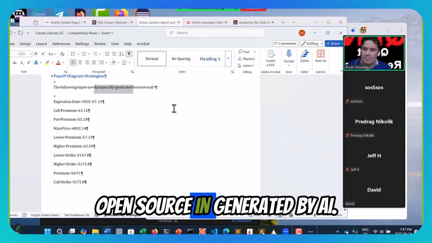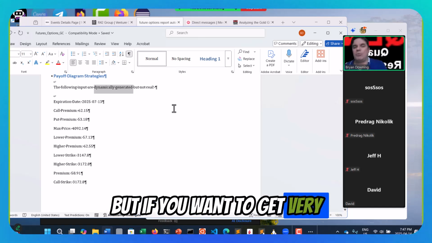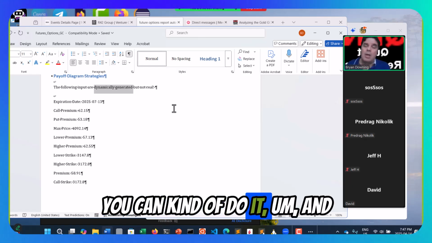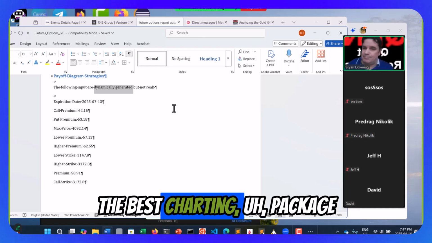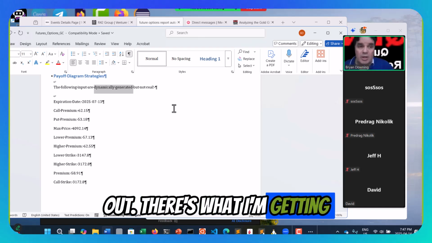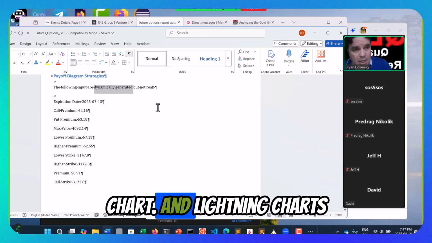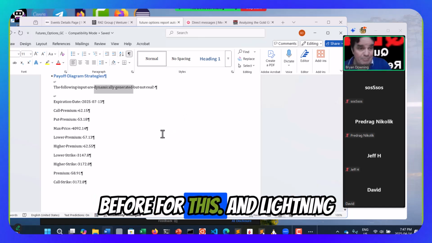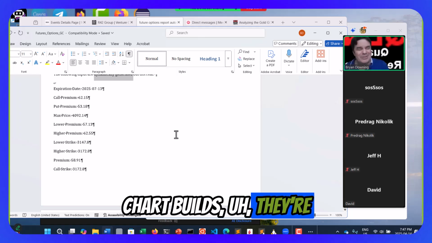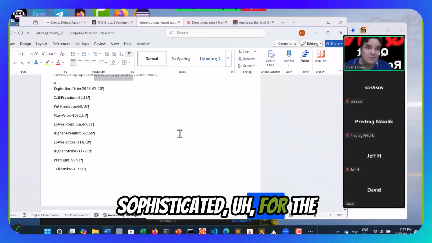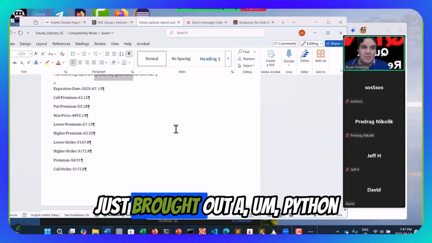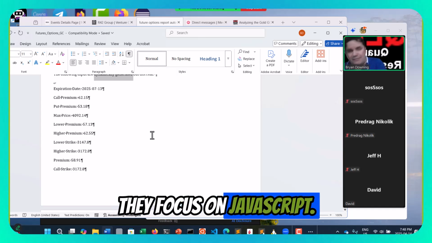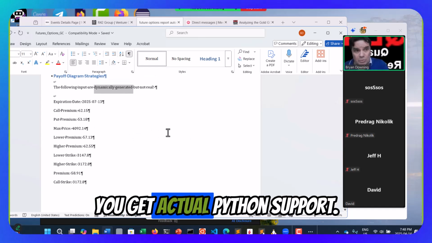Again, that's 100% open source and generated by AI. But if you want to get very sophisticated charts in 3D with what I'm about to show you, you can kind of do it. And the best charting package out there, which I'm getting access to, is the Lightning Chart. Lightning charts would blow your mind on anything that you've never seen before for this. Lightning Chart builds charting for the sophisticated trader, and they just brought out a Python release because everyone either focuses on .NET or JavaScript. But this is the first one where you get actual Python support.